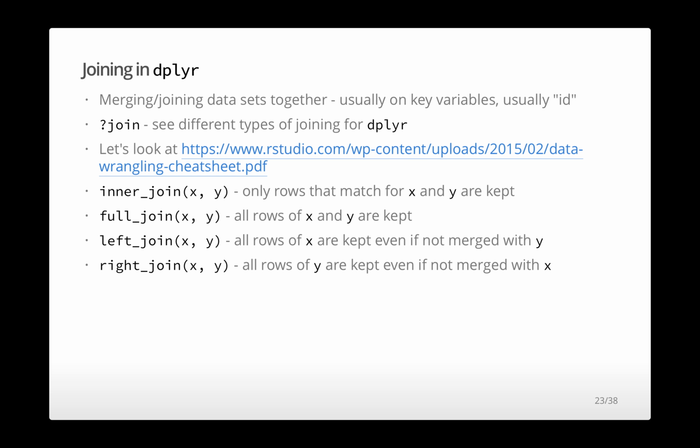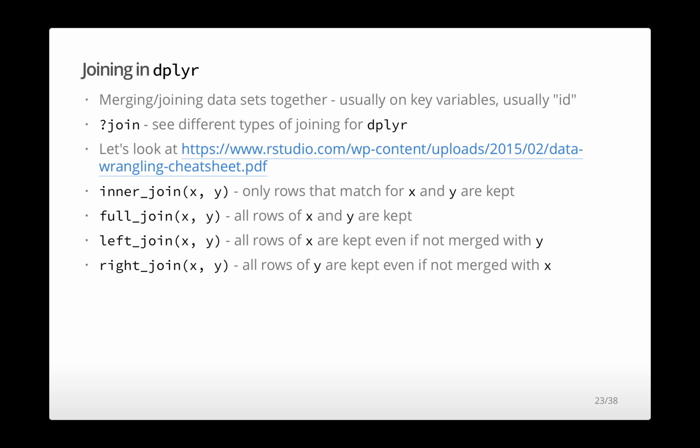So this cheat sheet that we talked about in the beginning is really good. If you do question mark join, it talks about all the different types of joins. Inner join will do, for Stata people, merge equals 3. Anything where they both match up on the ID variables, it'll keep only that. Full join will keep everything from X and Y.